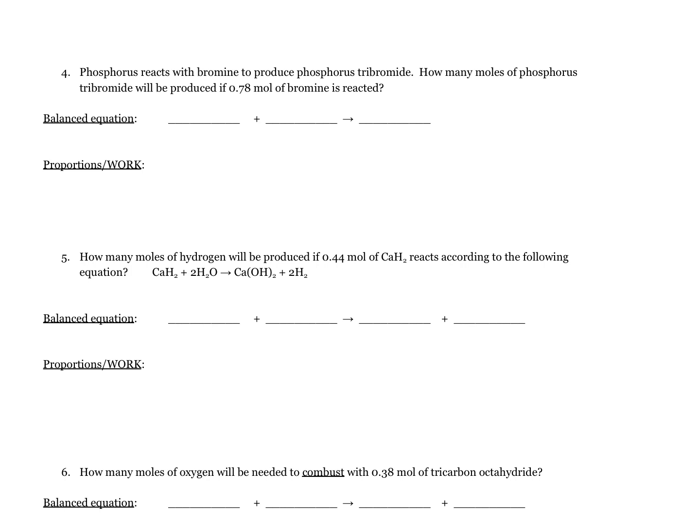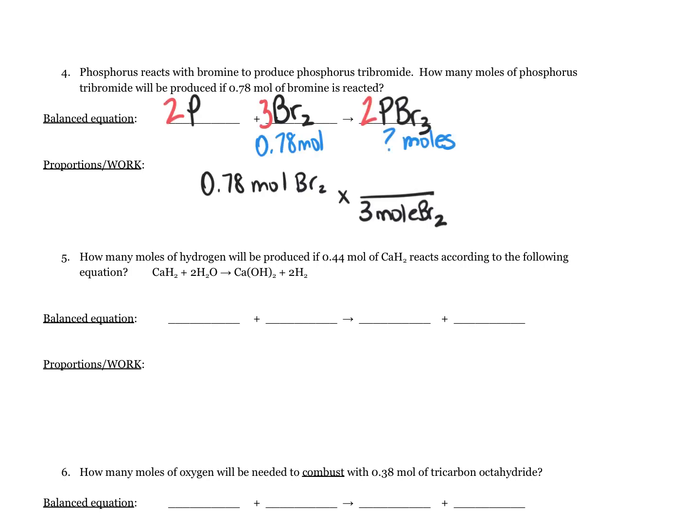Again, now is a good time to pause the video and see if you can do some of these on your own. So the first thing you can see that I did is I wrote out my balanced equation. I identified what I'm given, which is 0.78 moles of bromine, and I identified what I want to find. So I start with what I'm given, 0.78 moles of bromine. I don't want moles of bromine anymore, so I'm going to put that on the bottom, and I'm going to look at my balanced equation to see how many it says.